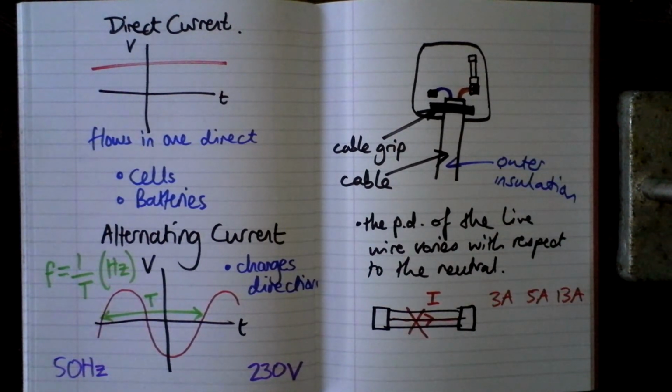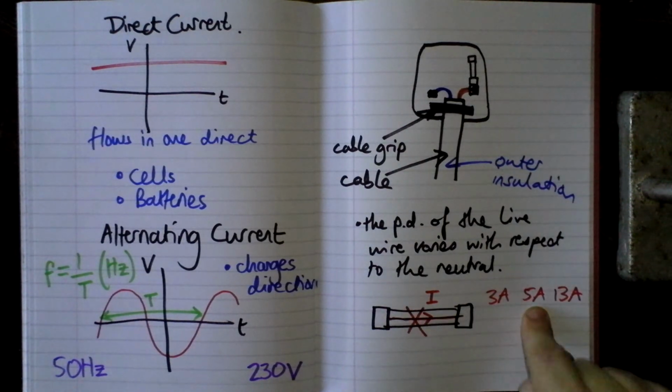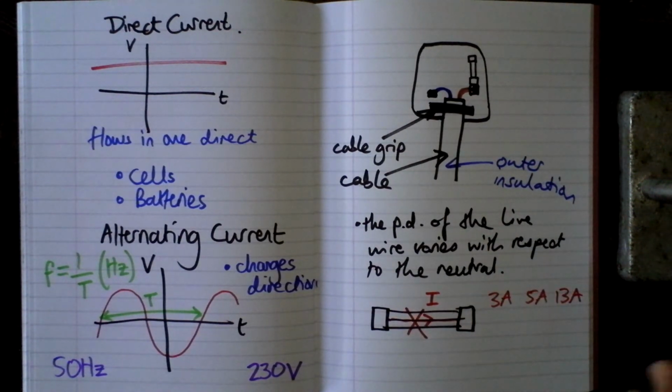So if I had a device that requires 3.2 amps of current, I would give a 5 amp fuse. It's the next one up. It's the fuse that will allow through the current it needs, but will stop it if that current starts to get excessive. So fuses are really important safety devices.